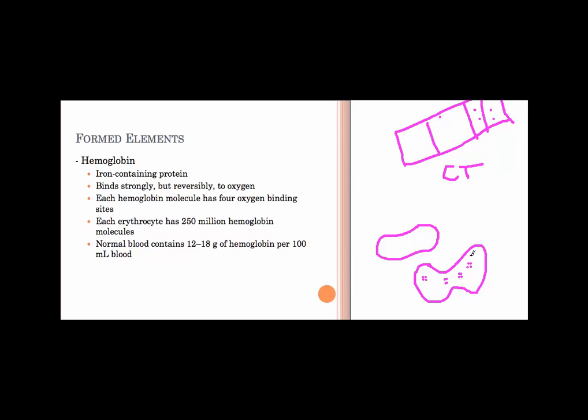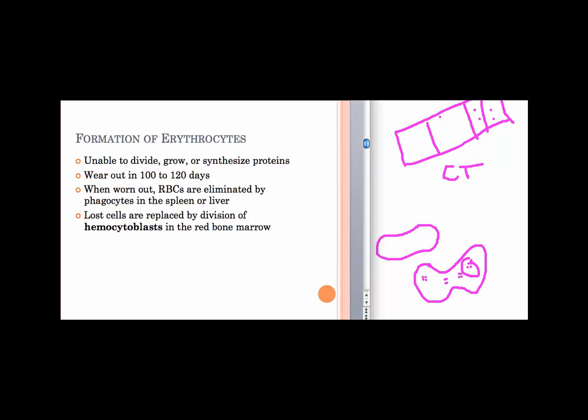If you look at one red blood cell, you have over 250 million hemoglobin molecules, which is why this is so important, because all those hemoglobin molecules bind oxygen and give rise to the function of red blood cells to carry oxygen throughout the entire body. We give rise to red blood cells from a process starting from our stem cell line called hemocytoblasts. Red blood cells don't last very long. They wear out within 100 to 120 days, so about 4 months, max.